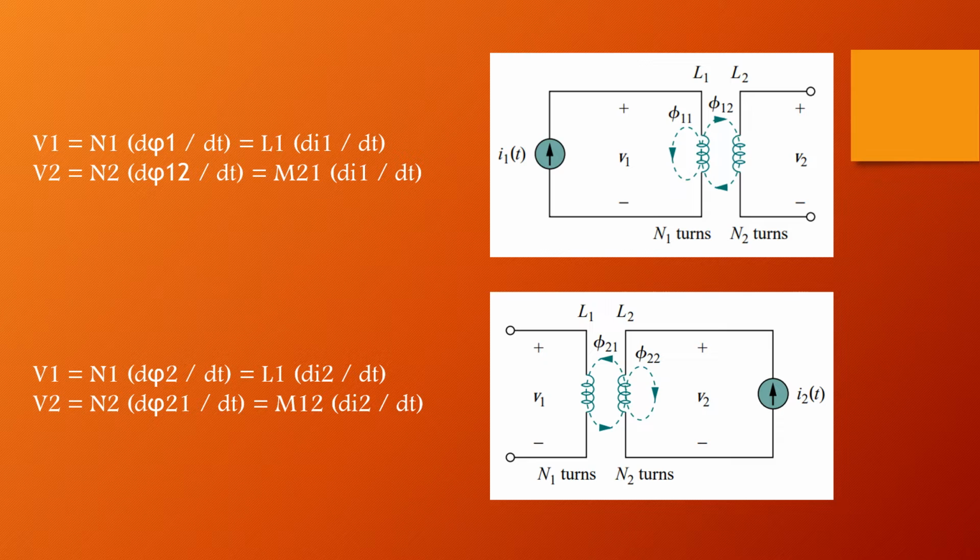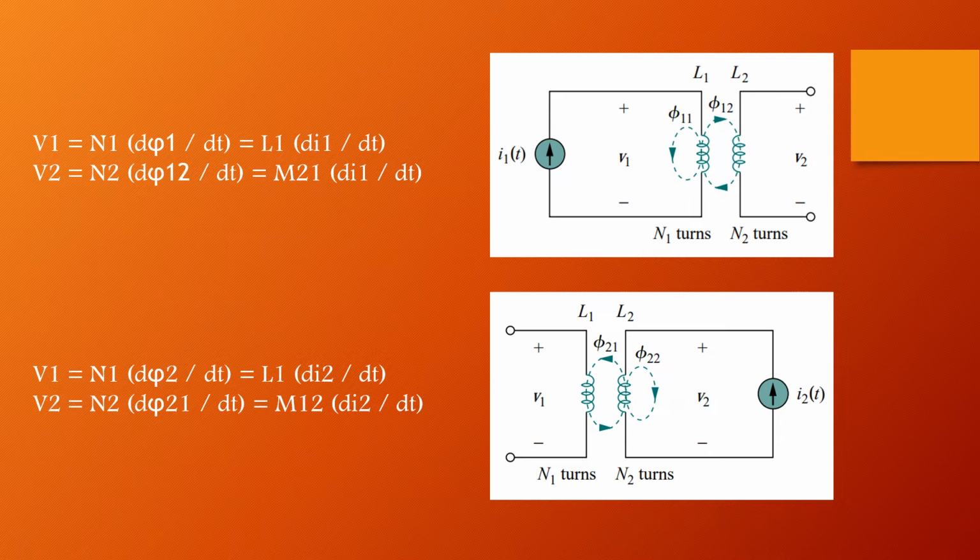Now, extending the same to two coils that are mutually or inductively coupled, we have V1 as N1 d phi1 by dt or L1 d I1 by dt, and V2 as N2 d phi12 by dt. That is the flux from 1 with respect to 2, and that V2 can be equated to M21 d I1 by dt. That is, the voltage in the second coil is linked from the first one, and here M21 is the coefficient of mutual inductance of the second coil with respect to the first.